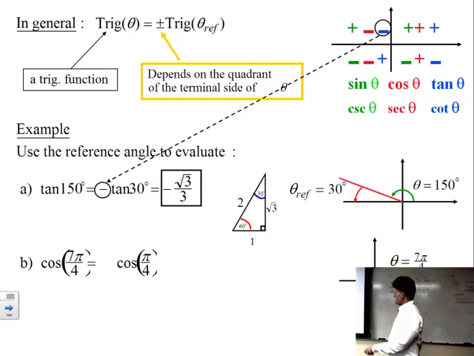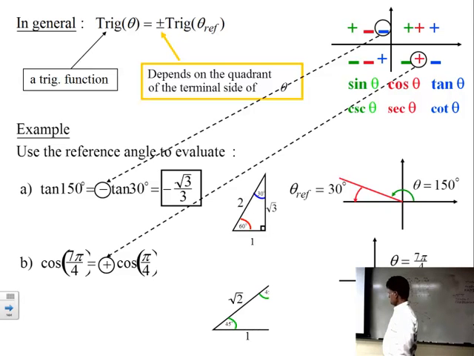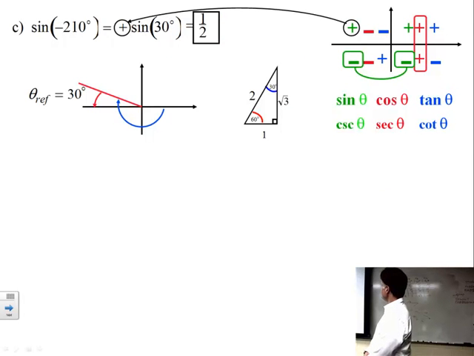All right, so these are equal. And this is a special angle. And just read that off, it's root 2 over 2. So that's the answer. Questions on reference angle? Yeah, I can skip this.